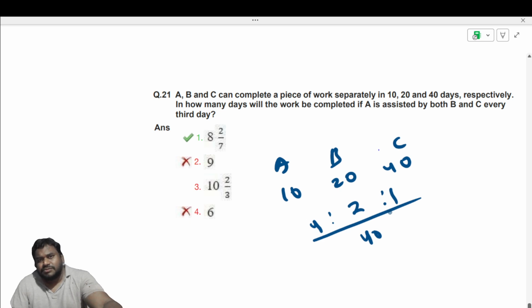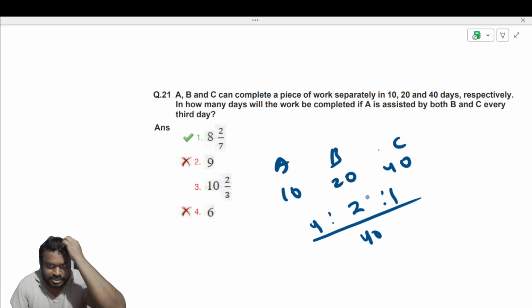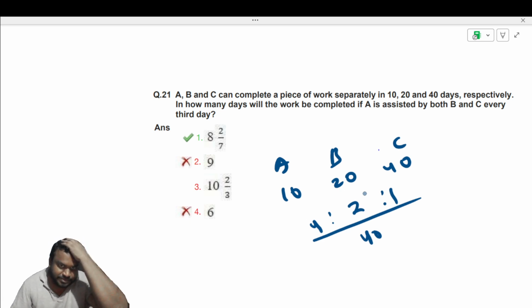Now, the work is completed if A is assisted by both B and C every third day. Okay, then they complete a piece of work separately. In how many days will the work be completed, if A is assisted by both B and C every third day?